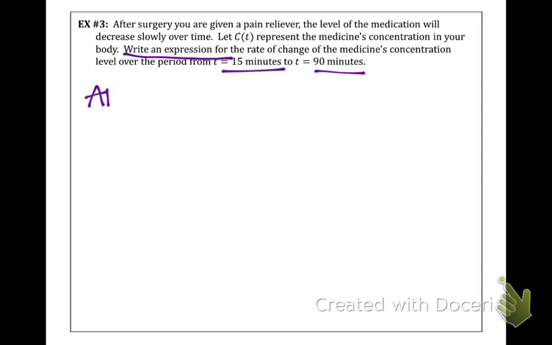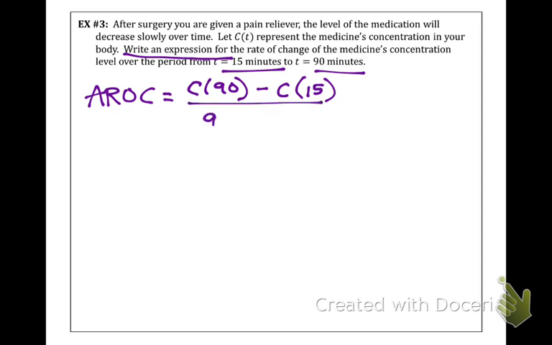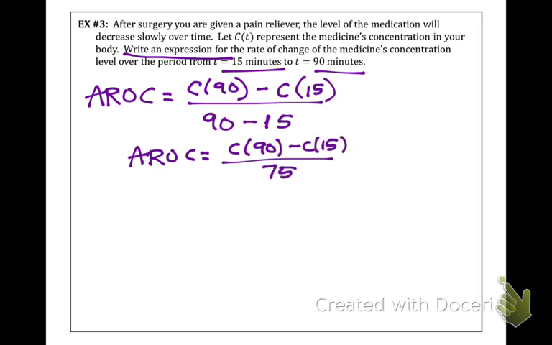So our average rate of change is going to be equal to our concentration output at 90 minutes, so C of 90, minus our concentration output at 15 minutes, so C of 15, divided by 90 minus 15. So the only thing I can really do here is just simplify that denominator. So average rate of change is equal to C of 90 minus C of 15 divided by 75.